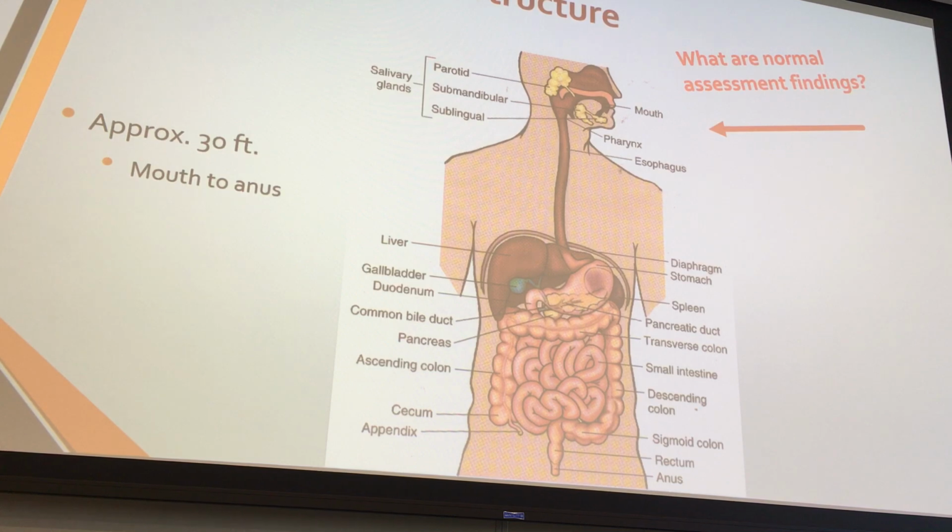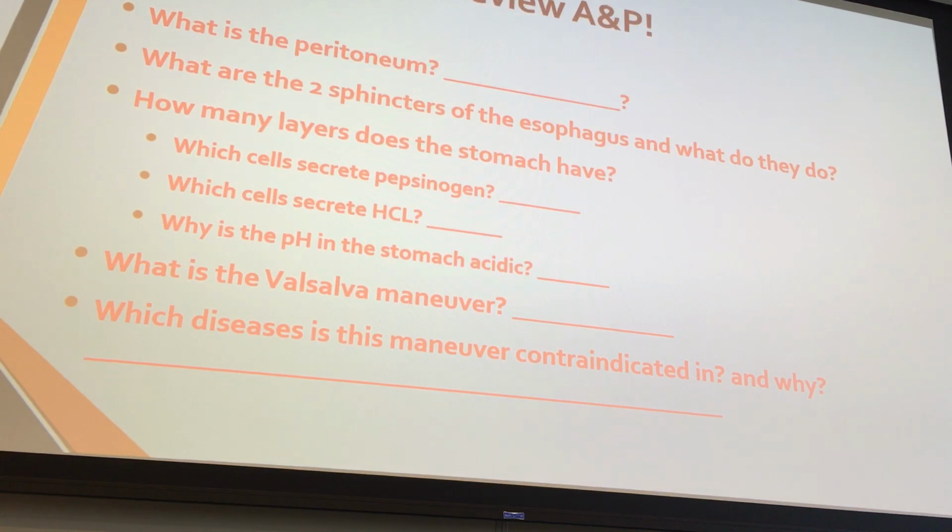Okay, so you guys know this. This is the GI structure. Basically it's all the way from the mouth to the anus. We're going to go into some specifics in terms of lower and upper esophagus, some of those airway issues and those kinds of things. But okay, so let's just basically do a review.